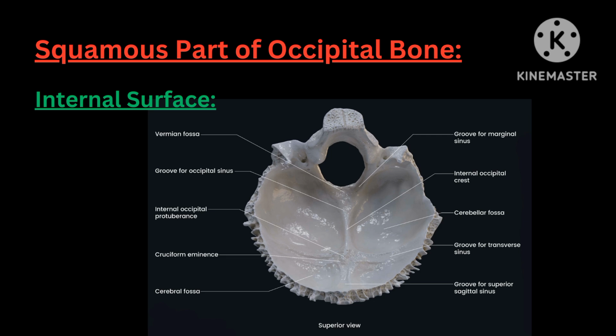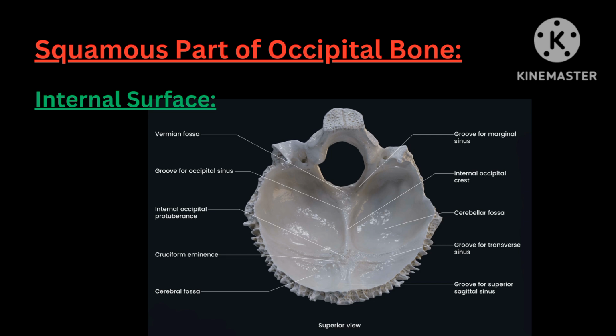The internal occipital protuberance is a prominent midpoint of the cruciform eminence, a cross-shaped bony prominence found on the internal surface of the occipital bone. Occasionally, from the internal occipital protuberance to the foramen magnum extends a thick bony ridge called the internal occipital crest. The groove for the superior sagittal sinus is a shallow depression on the frontal, parietal, and occipital bones forming a channel for the superior sagittal sinus.